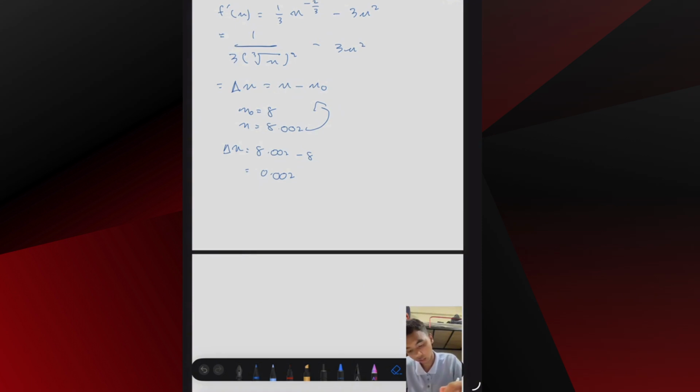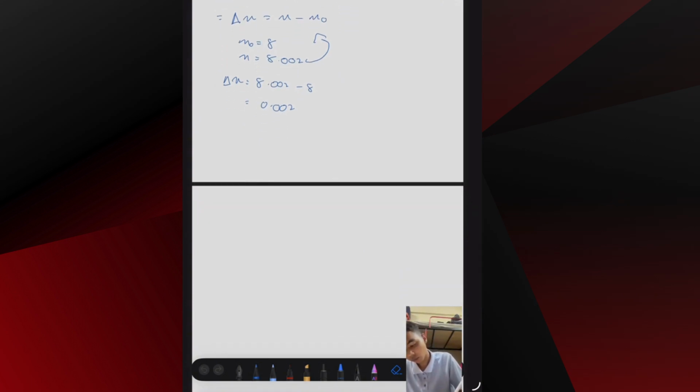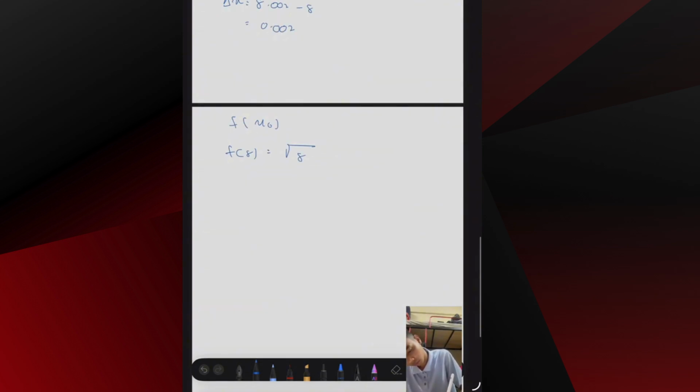So we move to the next step. The next step is we need to compute the value of f of x naught and f prime of x naught. So f of x naught equal to, here, 8 minus 8 cubed, equal to 2 minus 512.